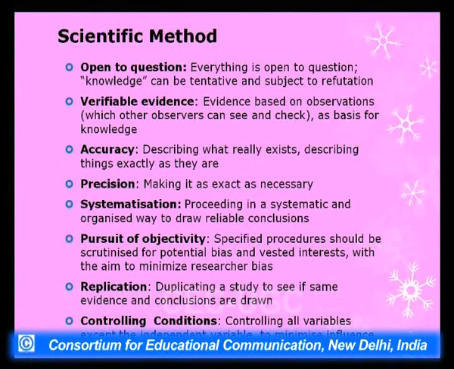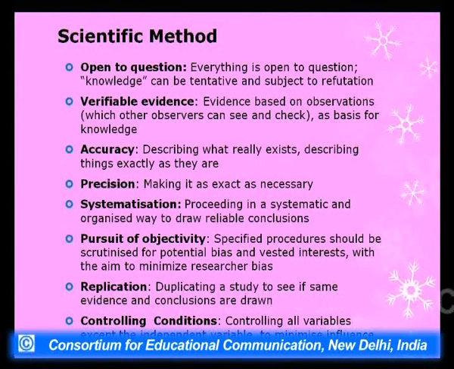The fourth characteristic of scientific research is that there is a very great element of systematization. That means the entire process of research has to be systematic and reliable so that we draw reliable, verifiable conclusions. The other objective is the pursuit of objectivity.